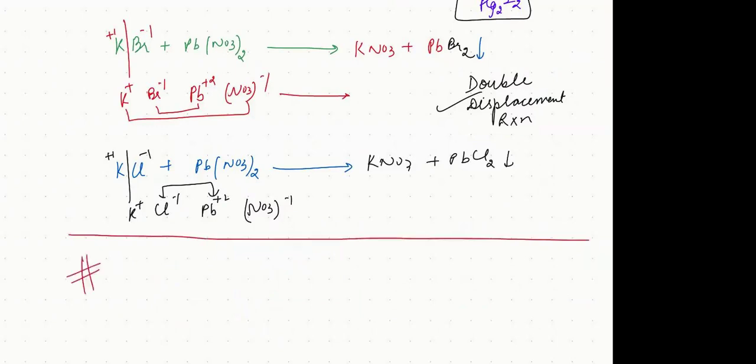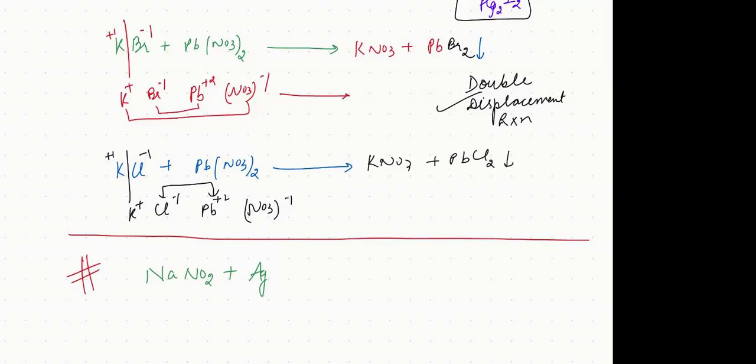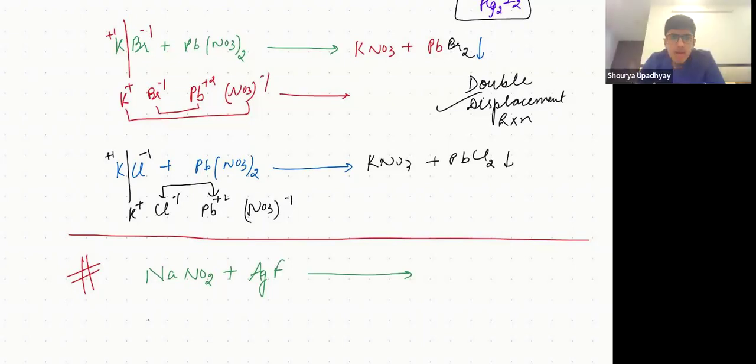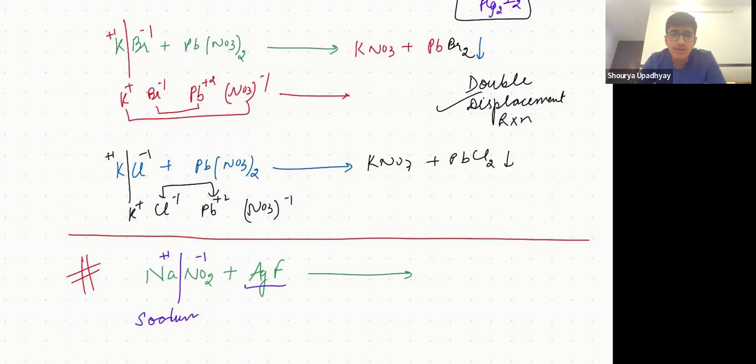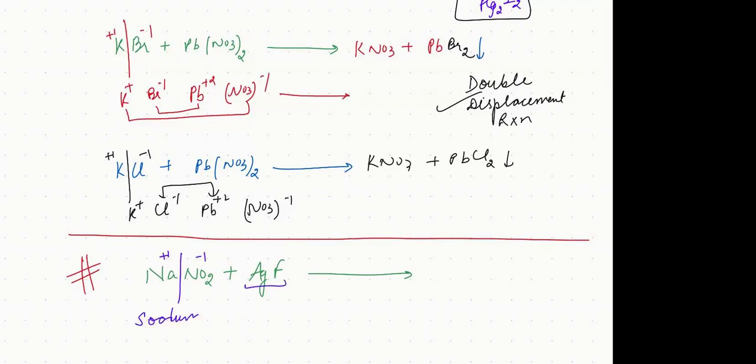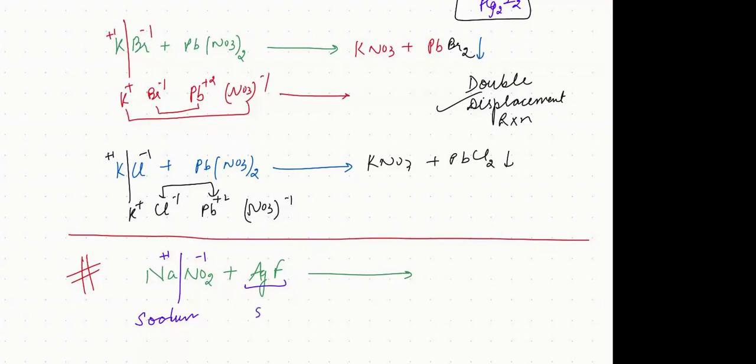Next, what do we have? We have NaNO2 plus AgF. Let's suppose I give you this. Now you tell me, is this reaction possible? NaNO2 is a sodium salt. Ma'am, all sodium salts are soluble. Ma'am, AgF is a salt of silver which is soluble, because silver has two soluble salts, AgNO3 and AgF. So this is also soluble. So first of all, my reactants are soluble. Yes or no? Yes, ma'am.